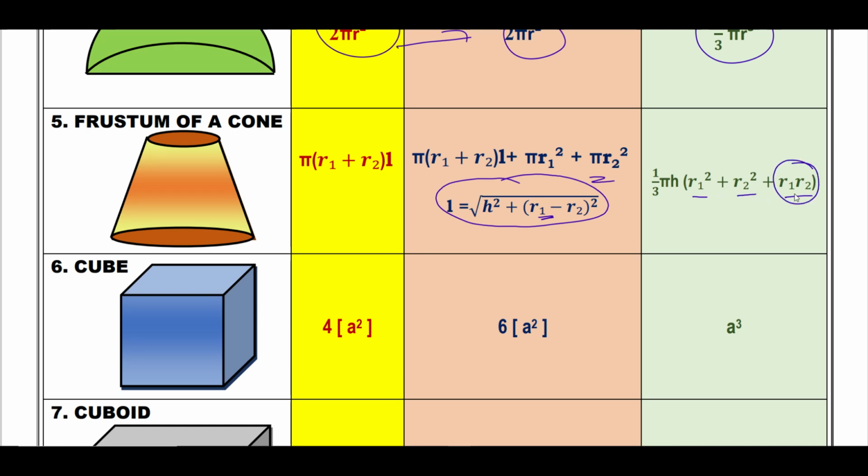It is only just r1 into r2. It is not 2 into r1 plus r2. 1 by 3 pi h into r1 square plus r2 square plus r1 into r2.